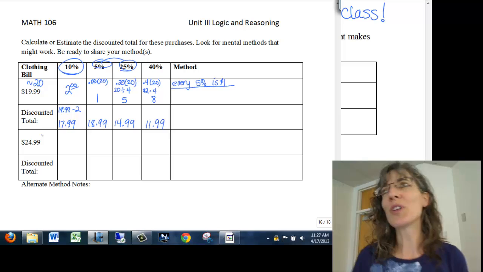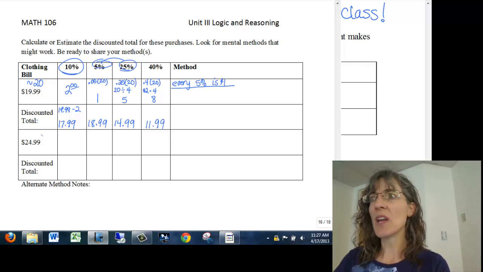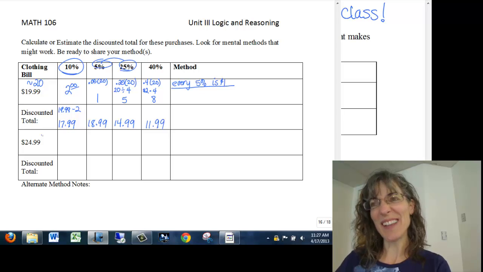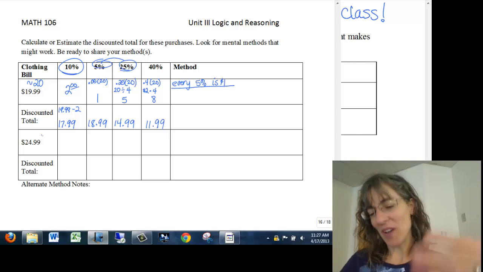And I have to repeat everything that y'all say because my online students have told me, we can't hear the students. When they say something, repeat it. So that's why I'm repeating and modeling at the same time.